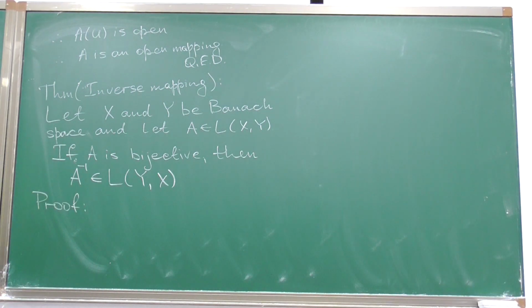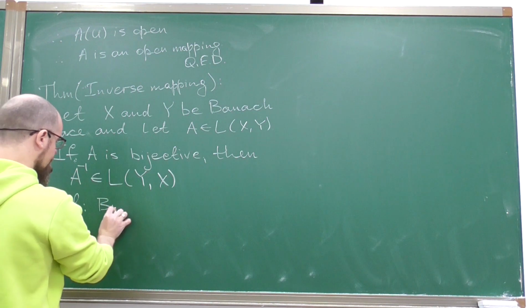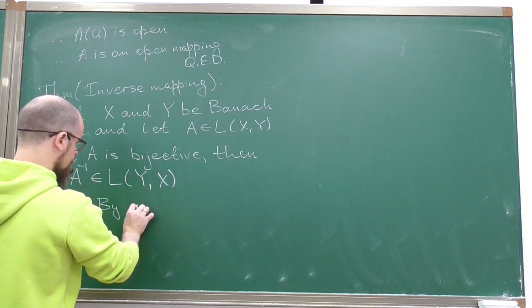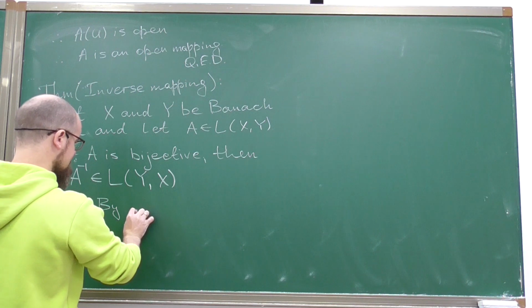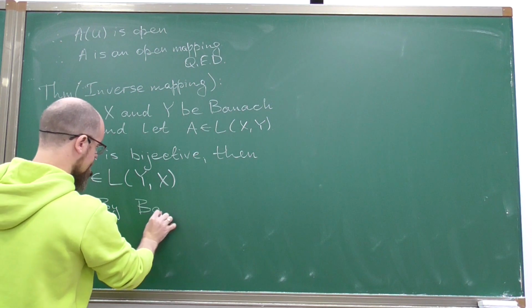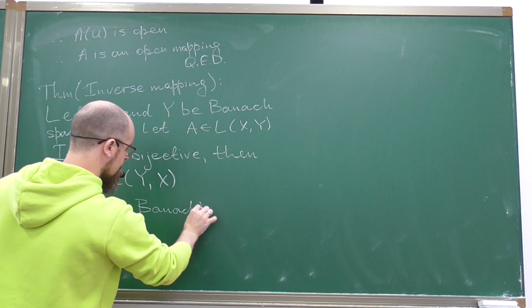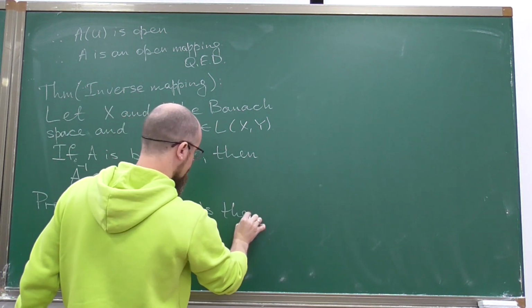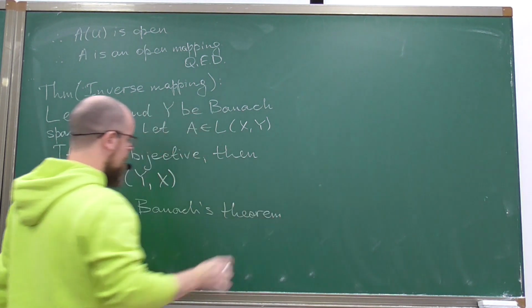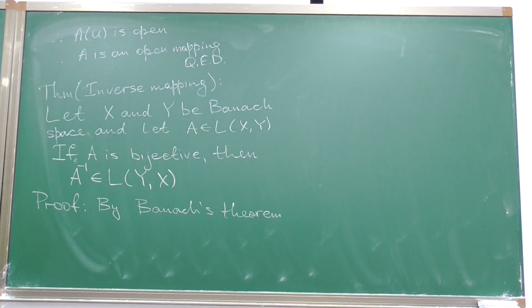And here we will use the Banach theorem which we have proved. A is bijective, which in particular means that it is surjective, so we can apply that theorem. By Banach theorem, the image of the unit ball contains some ball.